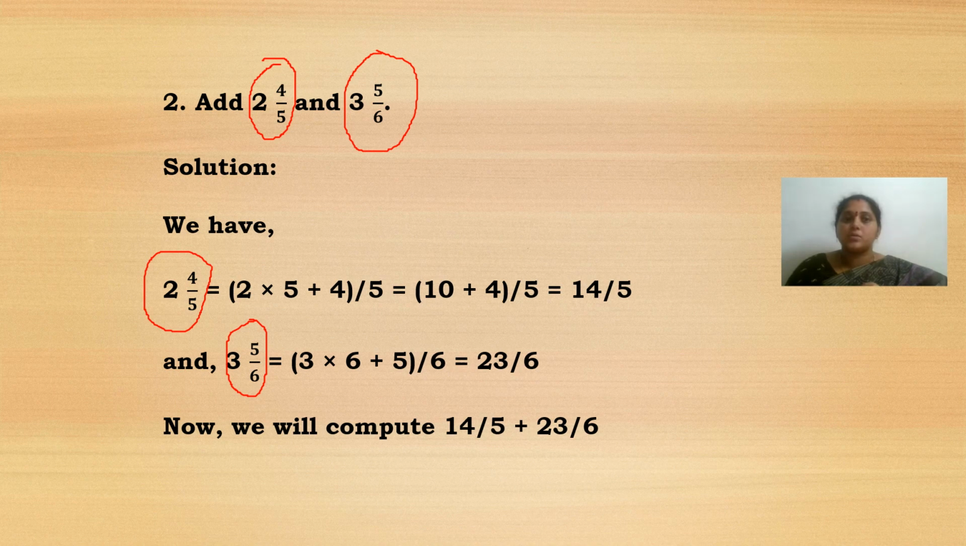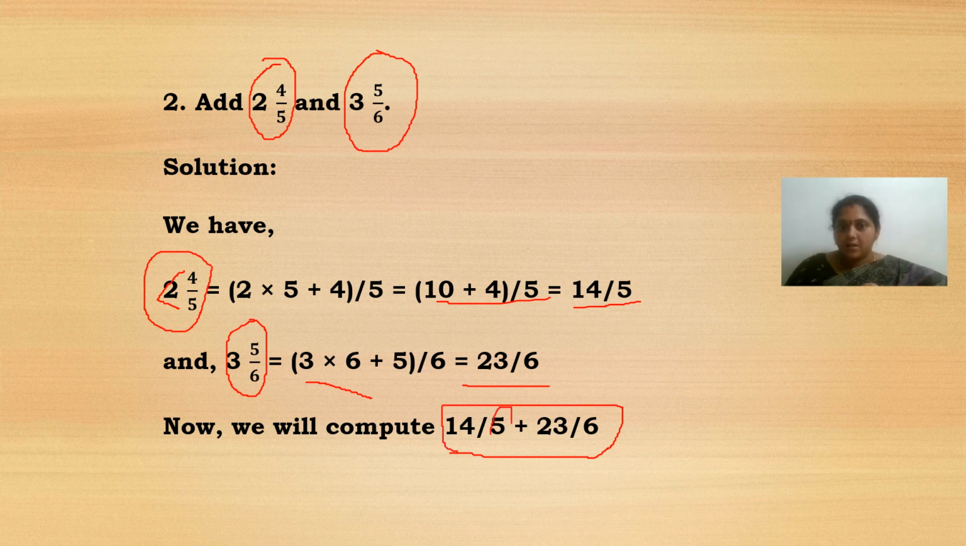Now how are we going to do this? Multiply 5 into 2 plus 4. You will be getting 10 plus 4 divided by 5, that is 14 by 5. In the same way, 3 into 6 plus 5, you will be getting 23 by 6. Now we will have the fractions as 14 by 5 and 23 by 6. These are our fractions which we have to add.